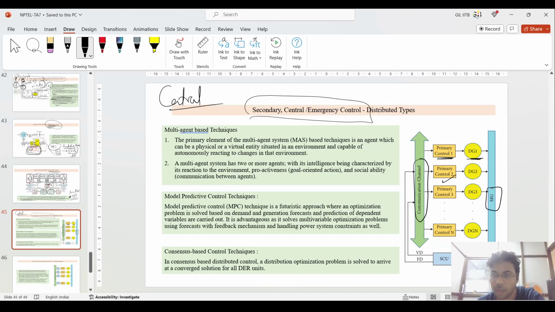So you have multiple primary control units, DG1, which is connected to this communication channel. Between this microgrid, there are multiple primary controls and secondary control units. The secondary control unit takes the voltage and the frequency through the communication channel as a reference and generates V star and omega star.